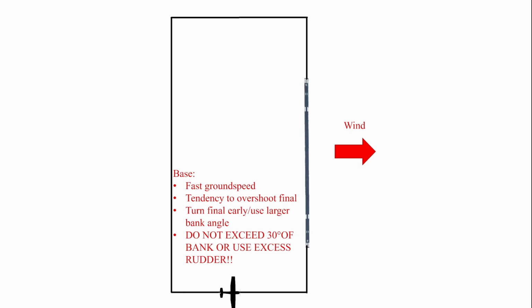So if you do see that you're overshooting the final, just go ahead and correct back to final once you've got the runway in sight. Don't use an excess bank to do it. And just remember, if it gets super ugly, you always have the option of going around.